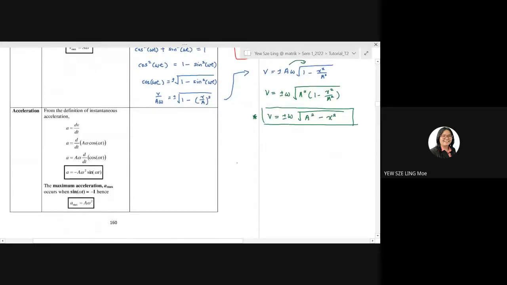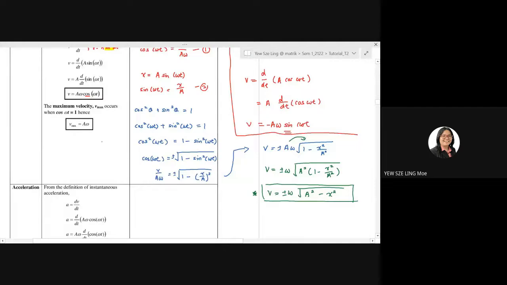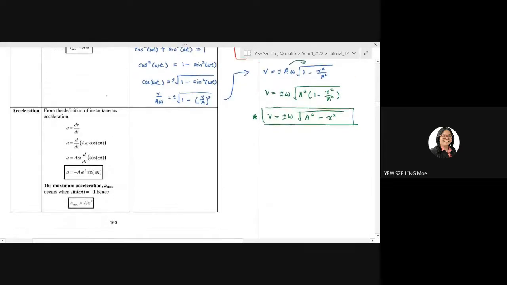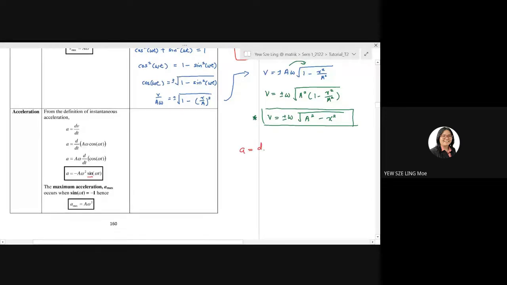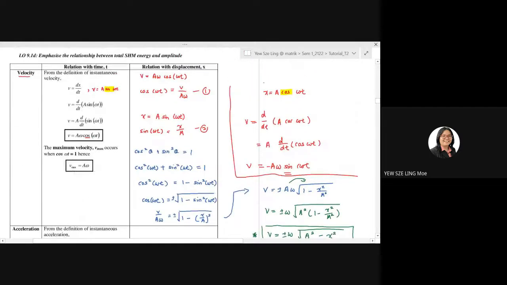Okay, now acceleration, same thing. From the definition of instantaneous acceleration, a is equals to dv over dt. Therefore, you differentiate v. From previous, we have v in terms of cos. So if you differentiate it in terms of cos, then you're going to obtain sine for a. But if you differentiate it in terms of sine, then based on the previous questions, I told you, if I have x in terms of cos, then my v is in terms of negative sine.